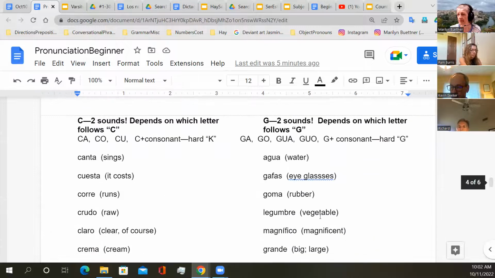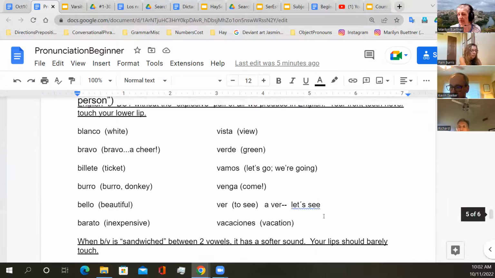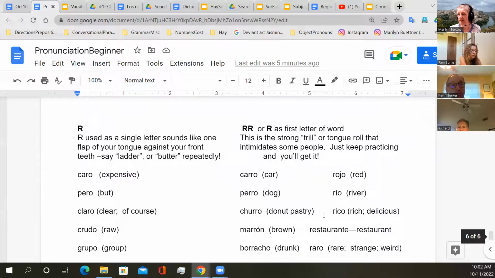Believe it or not, a lot of people think that if they can't roll an R, it's a deal breaker. And that isn't really true. It does help a lot. There are some words that are exactly spelled alike, except one will have a single R, one will have a double R. But from context, even if you couldn't roll an R, people will know what you mean.